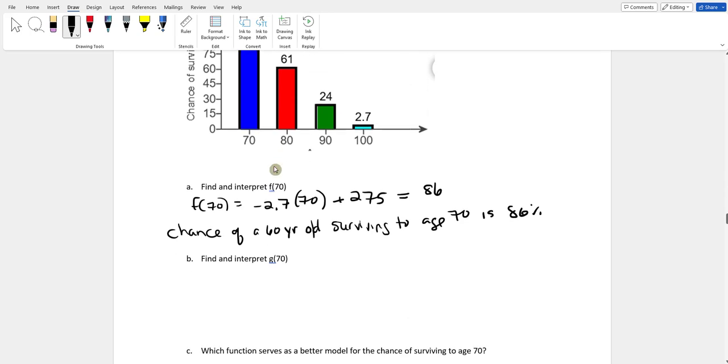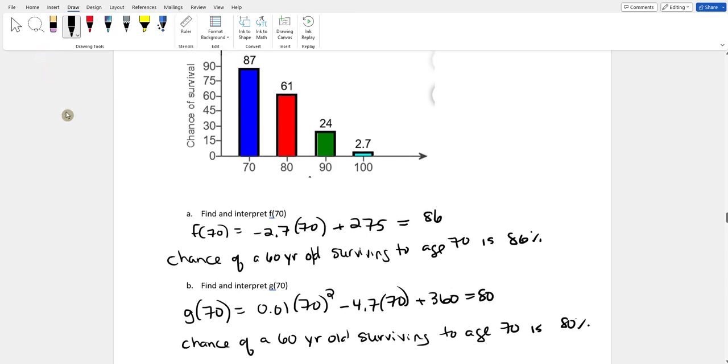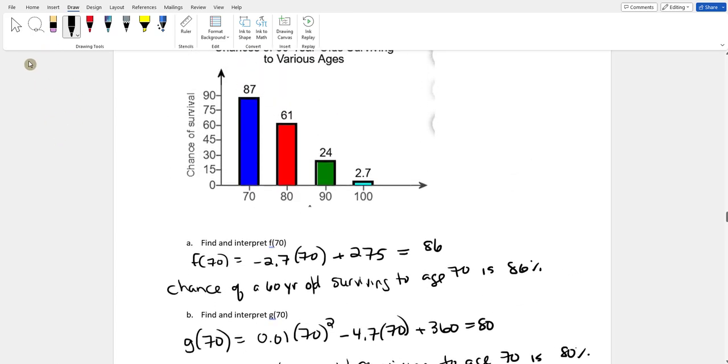Now let's calculate g of 70. This time we're going to look at the g function and we're going to plug in 70 whenever I see an x. And when I calculate this out, I get 80. So this means the chance of a 60-year-old surviving to age 70 is 80%. So the actual data is in this graph.